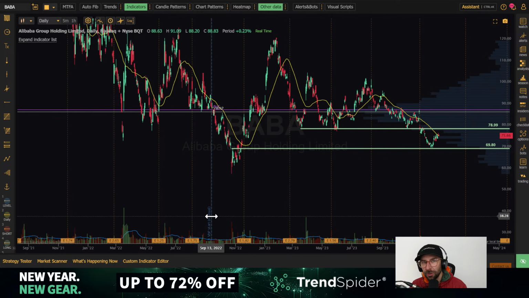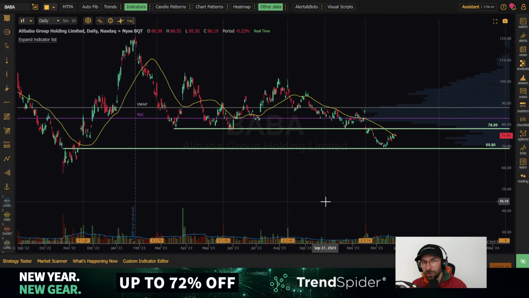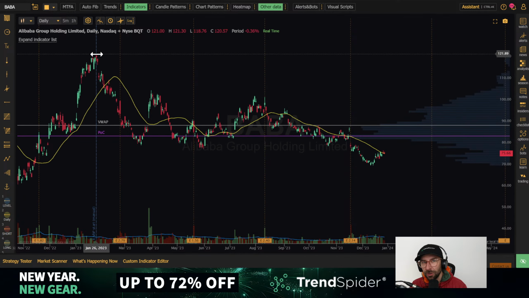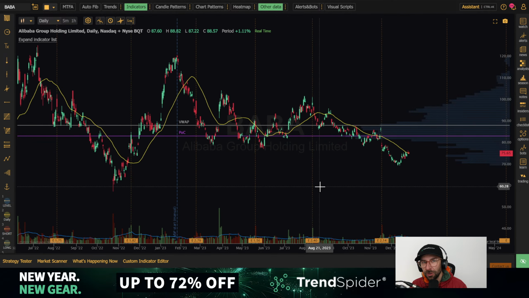From those highs, this might be worth keeping an eye on too. From the January 2023 highs, so it's just a year's worth of price action, trading well below the point of control and the VWAP from those highs. Those are going to be key areas as well. On the longer term, you've got potentially a higher low, which could be good. That would be a first step of a bottoming process, making a higher low.